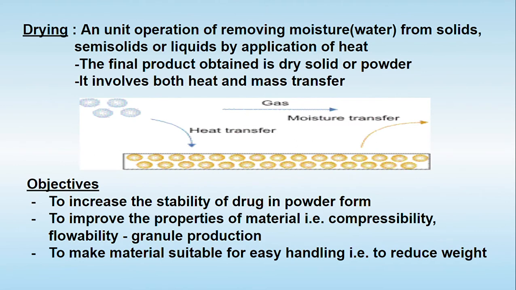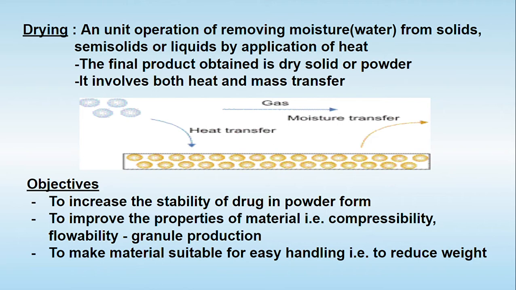Now, as I told you, drying is a unit operation. A unit operation is basically a process which involves only a physical change. In this case, it is the removal of moisture. The water is removed from whatever form it is in, from liquid to vapor. That's why it is a unit operation. So we are going to remove the water.